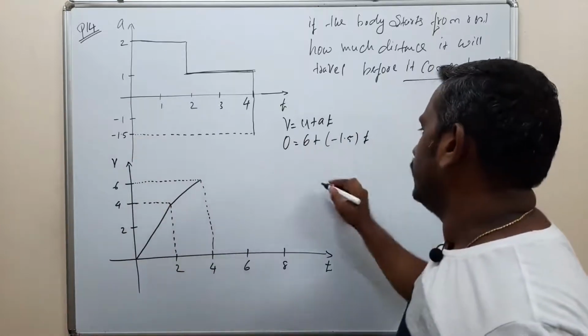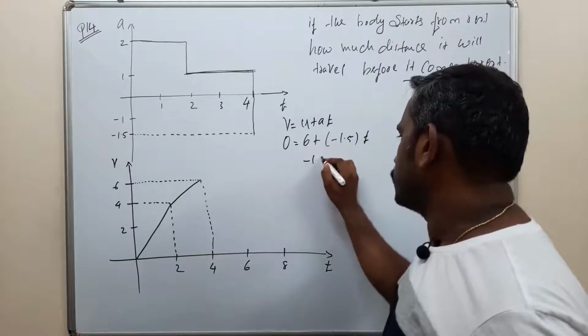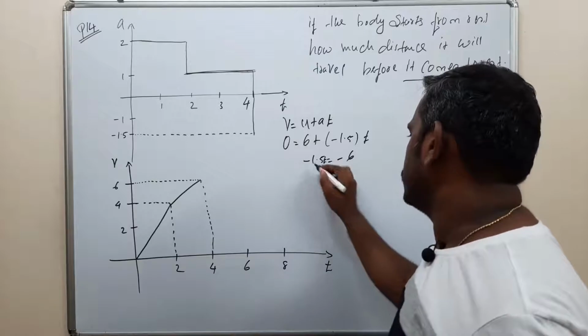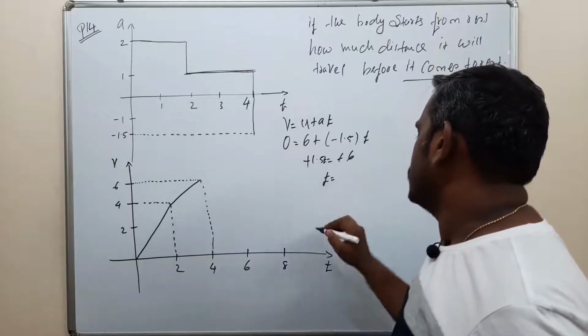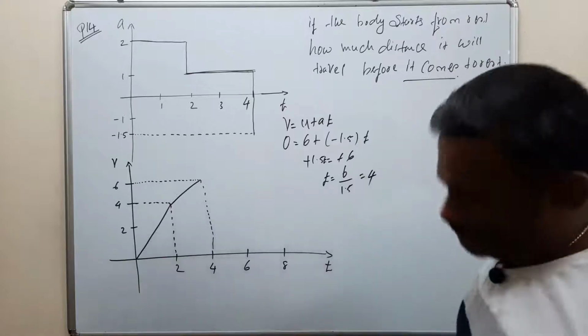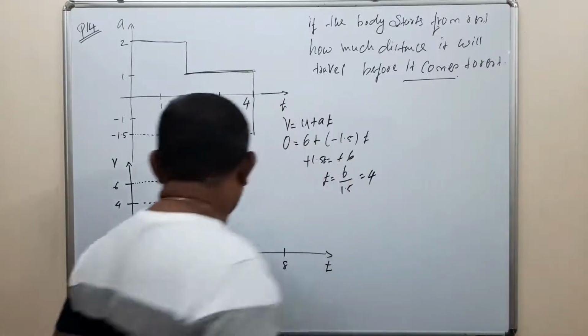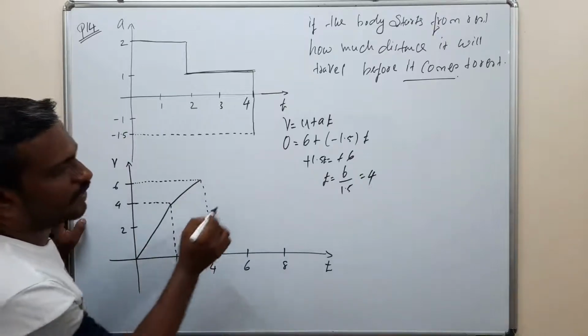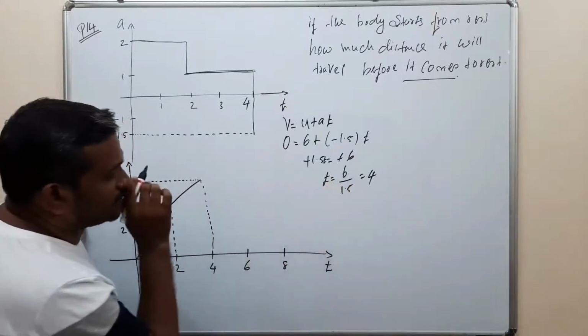So time we have to find out. So 0 = 6 minus 1.5 t, so minus 6 equals minus 1.5 t, the minus cancels. T = 6 divided by 1.5, that's equal to 4. So the body starts to decelerate at 4 seconds, and finally it comes to rest.